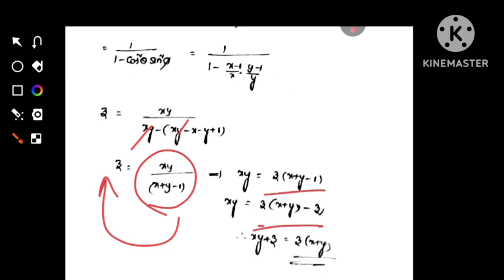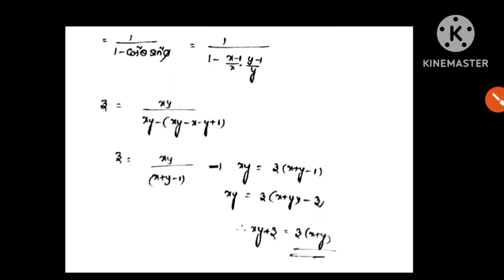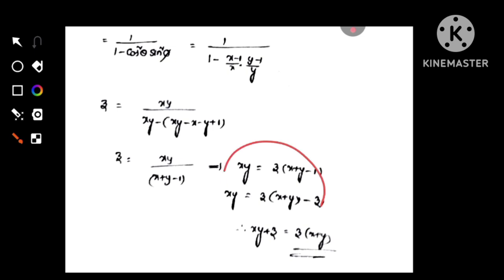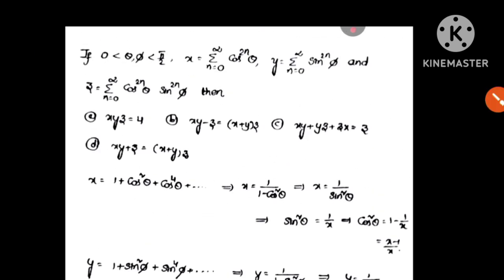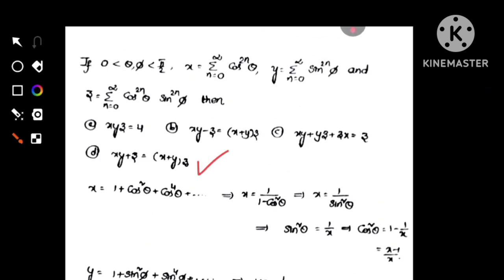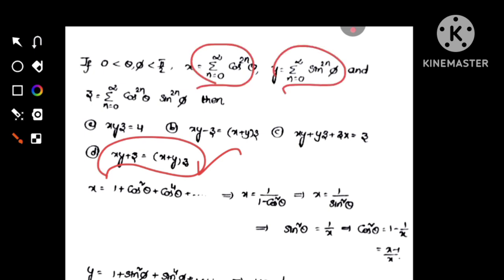Okay, now this is z of, in the next step multiply the values like z into x plus y minus z. Now in the last step, writing this minus z to the left side, then you get xy plus z is equal to z of x plus y. So the final answer is xy plus z is equal to z of x plus y, and that is nothing but the last option. See the options here. So the last option is the correct answer, xy plus z is equal to x plus y of z.